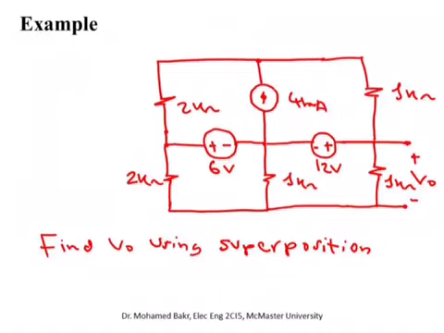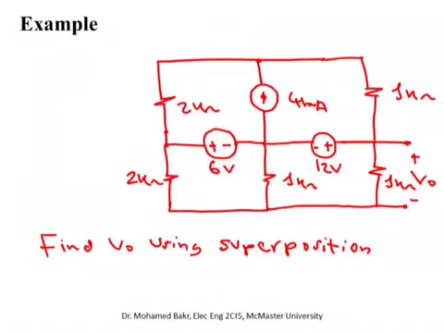I can handle one source at a time. So I'm going to first keep the 6 volts and remove this one, make it a short circuit, and make this one an open circuit, and then calculate the output due to this source only. Then I'm going to keep this one alone, make this one a short circuit and this one an open circuit, and calculate the output due to this source alone. And then I will make this one a short circuit and this one a short circuit, and keep only this one and calculate the output due to this source alone. And then we sum all three contributions, V output 1, V output 2, V output 3. I give them the labels 1, 2, and 3 depending on the source.